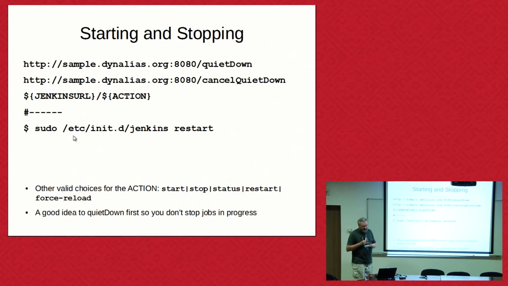Oh, one last thing that I really, really want to get in, starting and stopping. Probably should be earlier in the slides, terribly important. Remember earlier we had that link at the very bottom of the configuration that says, hey Jenkins, I'm going to shut down soon. I want you to stop running things. And that's this first one, the quiet down mode. If you do that, you'll be able to unquiet down. I'll show you the link in a minute, which is cancel quiet down. But there's other things you can choose: start, stop, restart, status, and force reload. And those things you can do either through a URL or from the command line.